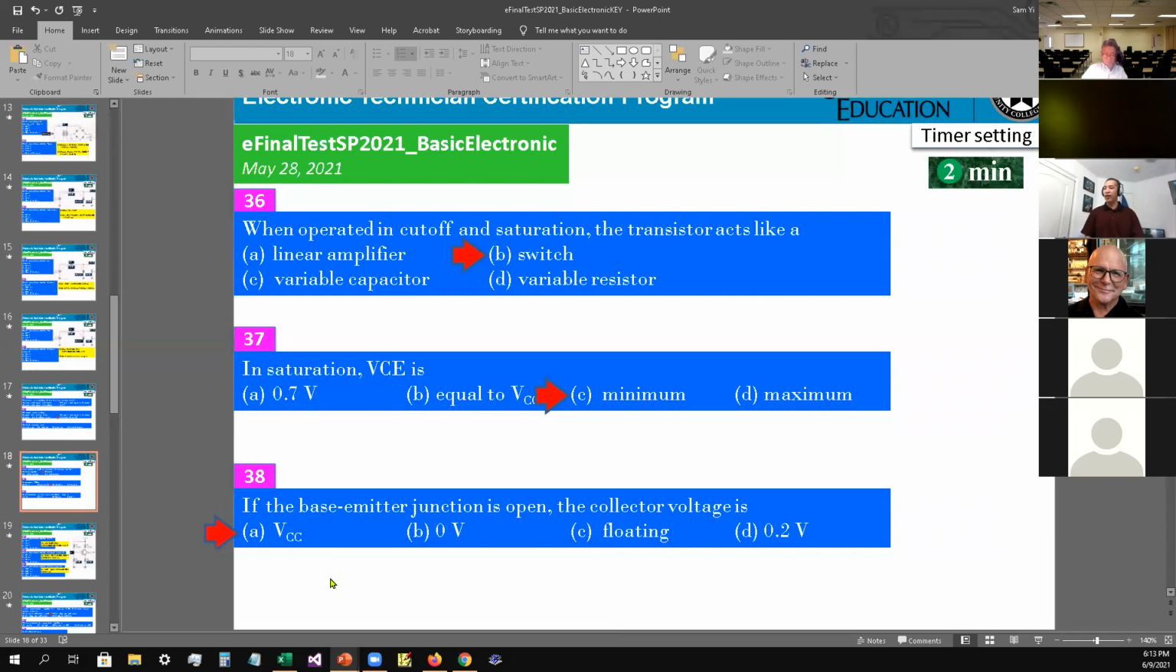Okay, 37, in saturation, VCE is, okay, VCE is going to be very, very small, okay? So it's a minimum amount. So the answer is C as in cat for number 37. Okay, 38, if the base emitter junction is open, the collector voltage is, okay, so if the base to the emitter is open, the collector must equal the voltage that you put in, the bias voltage, which is VCC. Okay, so the answer is A as an apple for number 38. Any question?